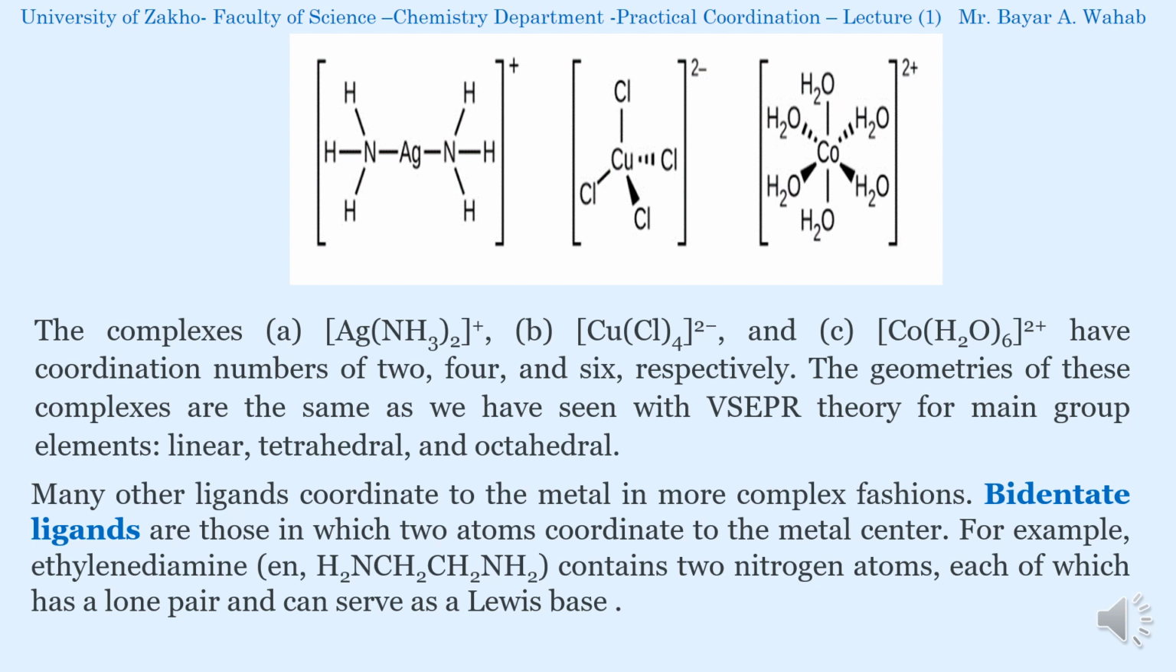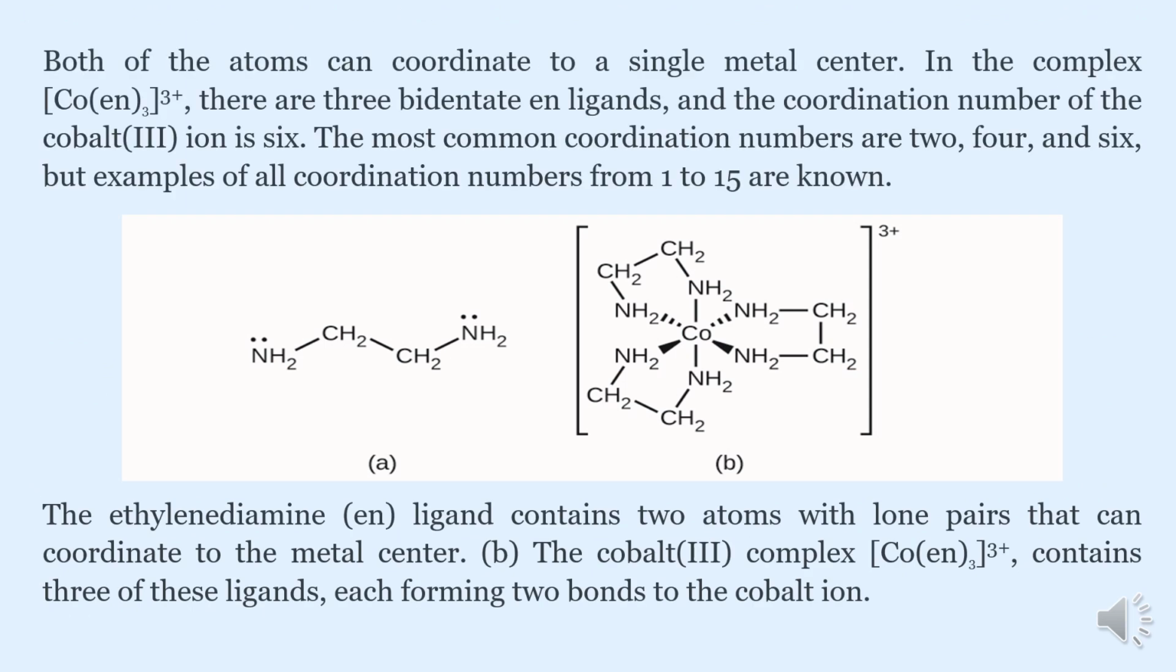The coordination number for each molecule is 2 because we have 2 nitrogens here. We have 2 points of attachment, 2 donor atoms in a single ligand. Although we have only one ligand, it contains 2 donor atoms, 2 points of attachment between the ligand and the central metal atom. The 2 nitrogen atoms each have 1 lone pair and can serve as a Lewis base. Both atoms can coordinate to a single metal center.